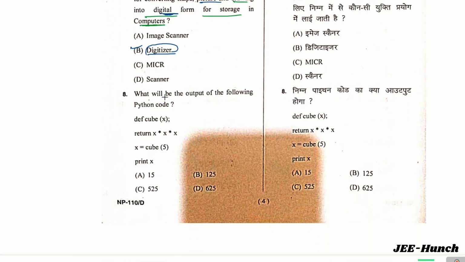Next, what will be the output of the following Python code? You can see here we have the code def cube x. So return x asterisk x asterisk x. Here x is equal to 5. So we put x is equal to 5. So here it is 5 multiply 5 multiply by 5. So this will be what? 125. So option number B is correct.